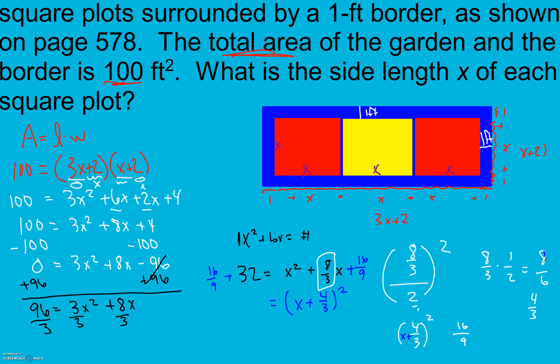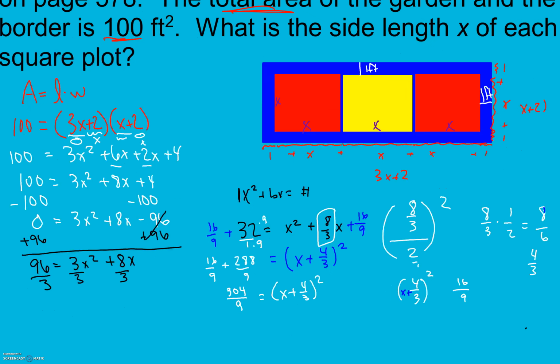Here, common denominator is going to be 9, so I need to multiply by 9. 32 times 9 is 288 over 9. Now I can go ahead and add there. I'm going to get 304 over 9. And that's because once I have a common denominator, I can add my numerators, keep my denominator. Again, this is just fraction stuff. Okay, nothing new there. Now, we are going to solve.